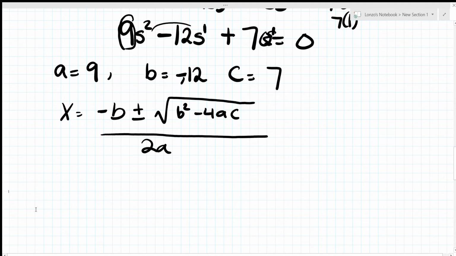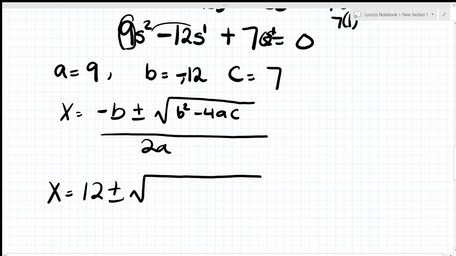So we just got to put it in the formula. So x equals, where's my b? Negative 12. So the opposite of negative 12 is positive 12, right? Plus or minus. And I'm just going to do it little by little, so I'm not going to do it all at once.